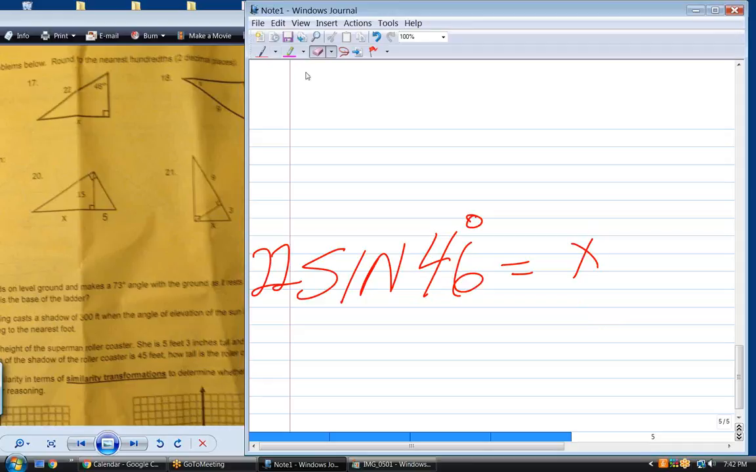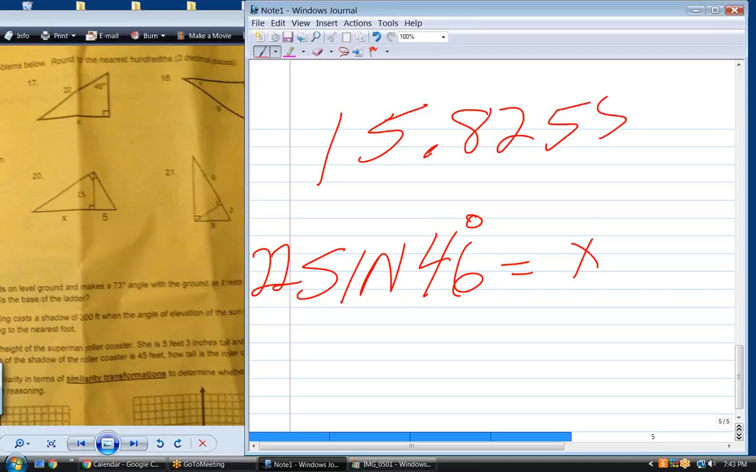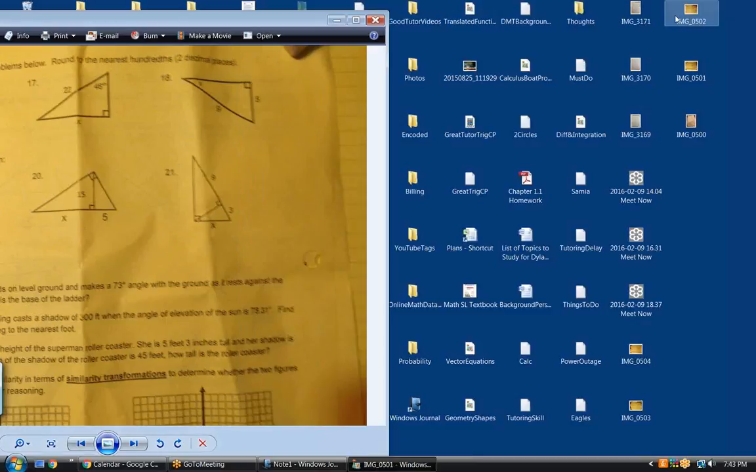15.825. What'd you get? 15.8255. Round that off to 2 decimal places. Would it be 15.83? Uh-huh. Don't forget to round. As long as this is 5 or more, go up. Anything less than 5, go down, but drop it. Don't round it up. Okay, 18.